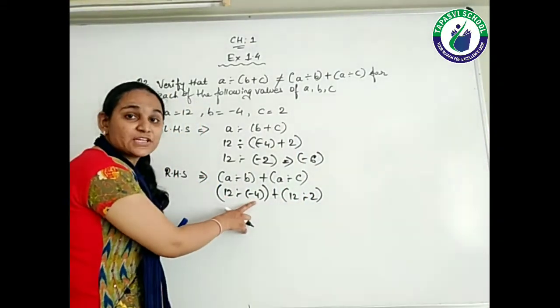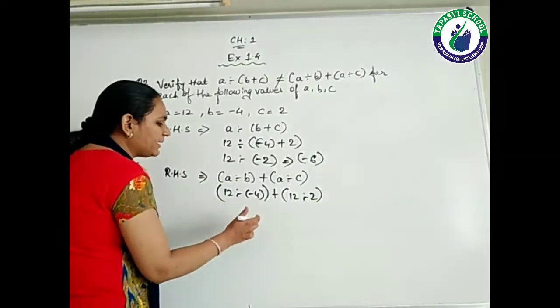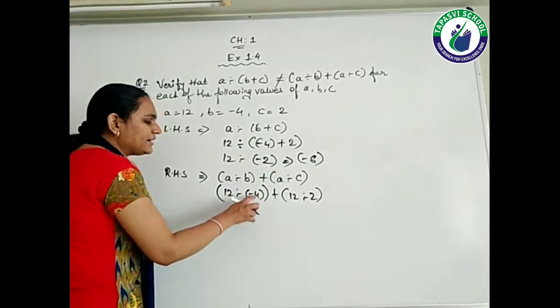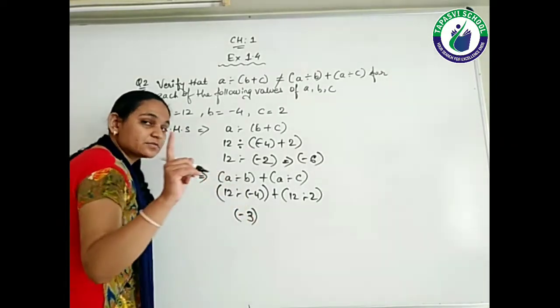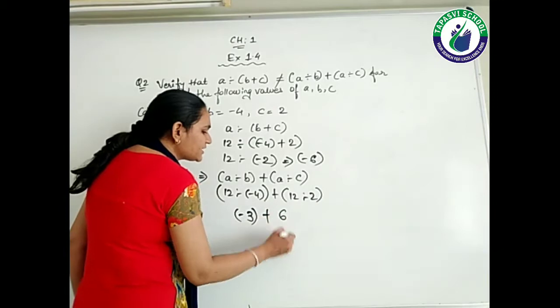12 divided by minus 4. Right? Now I am not going to repeat the rules. So 12 divided by 4 it is 3. And negative sign is there. One negative sign is there. So answer will be also negative. 12 divided by 2 it is 6.